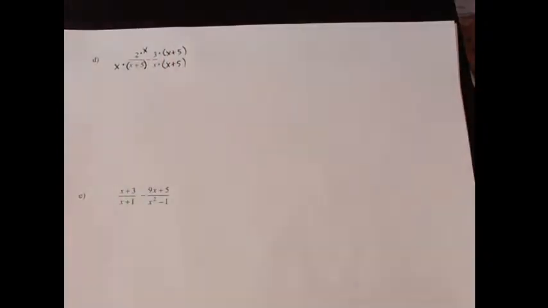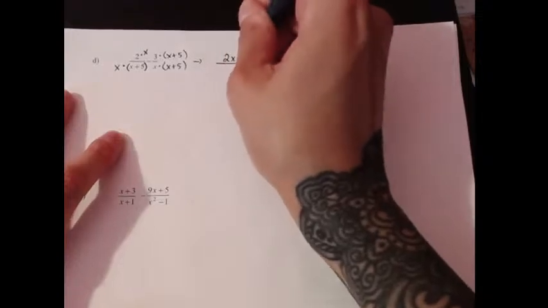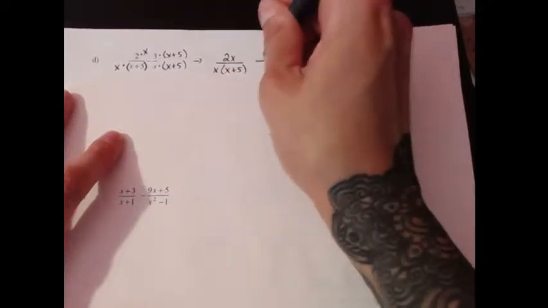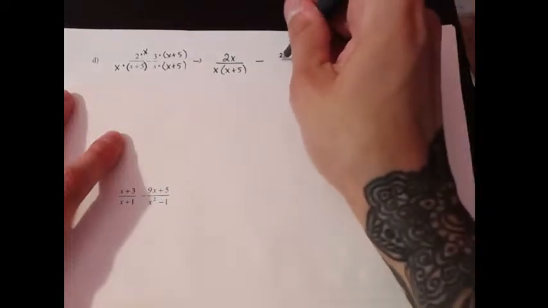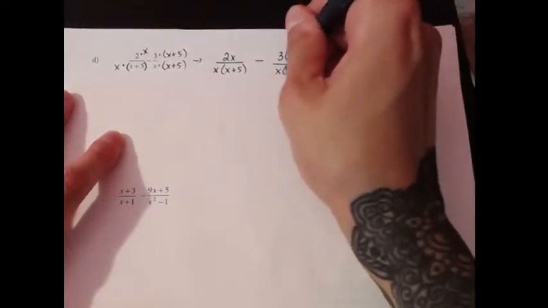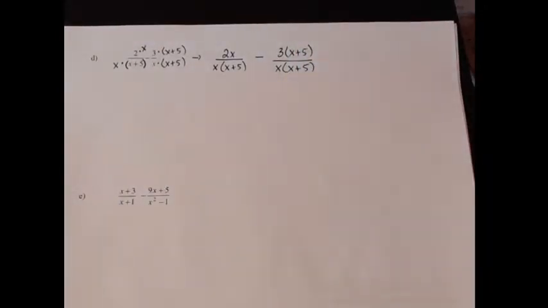So let's rewrite what this looks like. It's always going to be helpful if we see this. So we have 2x over x times x plus 5 minus 3 times x plus 5 over x times x plus 5. So far, this is looking great. I notice that my denominators are the same, and I can take a step forward.